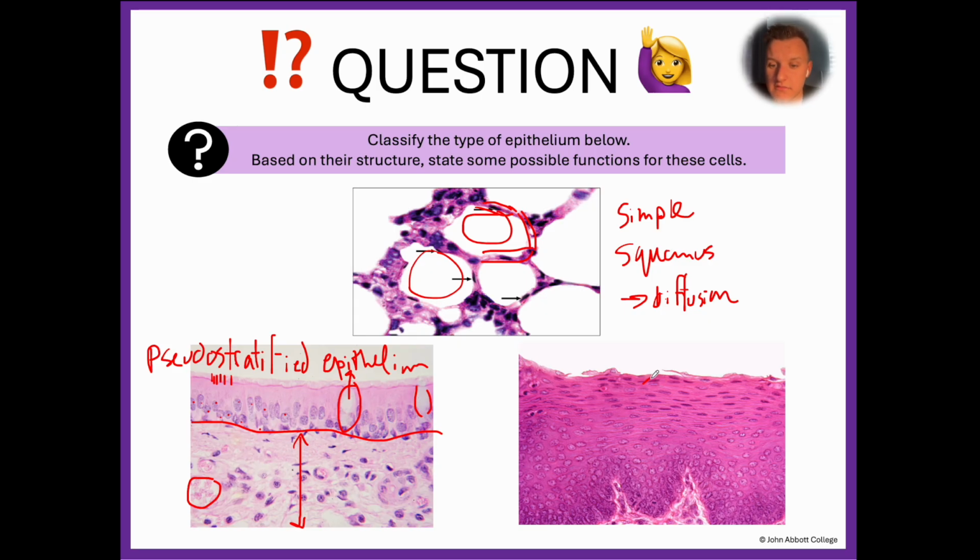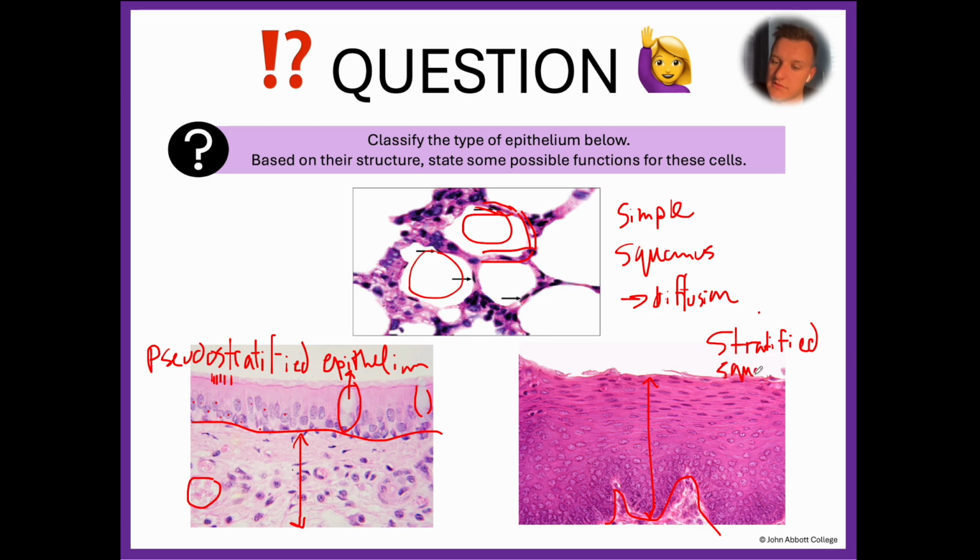Over here, this is a big layer. This is many cells. Here's the connective tissue underneath and the basement membrane. So this is a stratified layer for sure. Stratified, right? The only stratified layer we talked about was the squamous one.